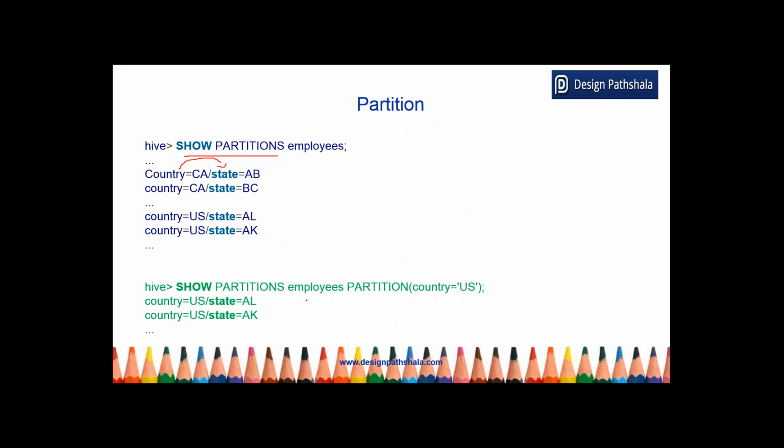And I can look at the partitions just inside a particular partition. So I can give show partitions, employee partition, countries equals US. So it will show only the states partitions inside US. So it will show you something like this.